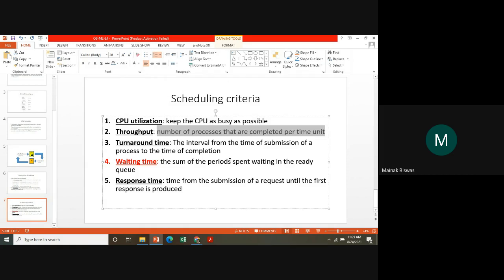Turnaround time: the time from when the process is put into the ready queue to its completion is called the turnaround time. Waiting time is the sum of periods spent waiting in the ready queue. These are different performance criteria to judge a scheduling algorithm. And what is the response time? The time from submission of the request until the first response is produced. You submit a process for execution, it is in the ready queue, and the first response it makes is called the response time. These are the different judging criteria of scheduling algorithms.